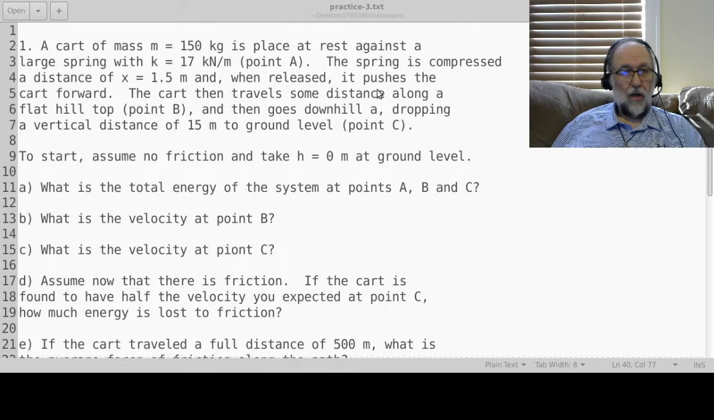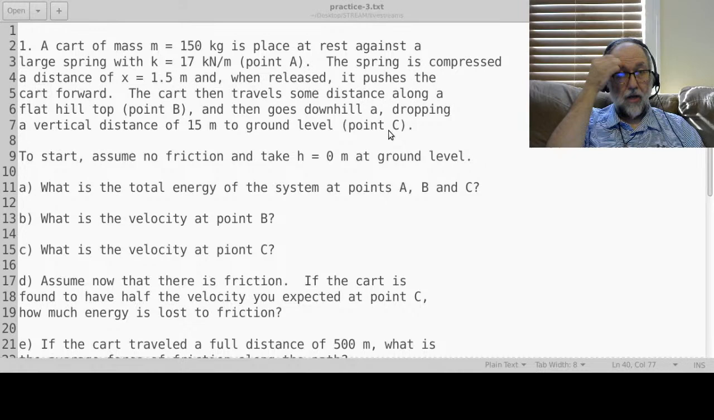And then what's going to happen? When released, the spring is going to push the cart forward. Then the cart's going to be moving. Eventually the spring will have sprung. It'll give up all its energy to the cart, and the cart will travel some distance along a flat hilltop. I call that point B. And then the cart goes downhill to ground level, and I call that point C.